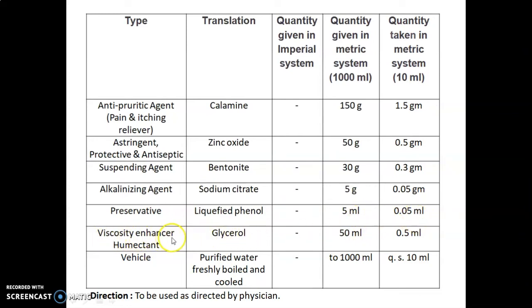Glycerol is used as a viscosity enhancer and humectant to maintain the humidity, moisture. Quantity given is 50 ml and quantity taken is 0.5 ml. Purified water, which is freshly boiled and cooled, is used as a vehicle. Quantity given is to prepare up to 1000 ml and quantity taken in the metric system is quantity sufficient to prepare up to 10 ml. Direction: to be used as directed by physician.